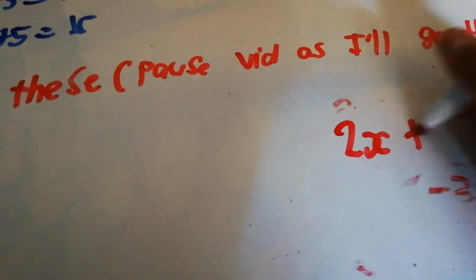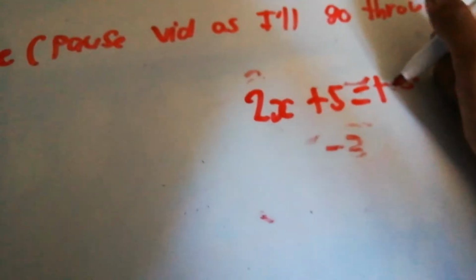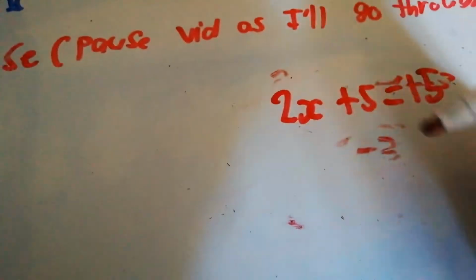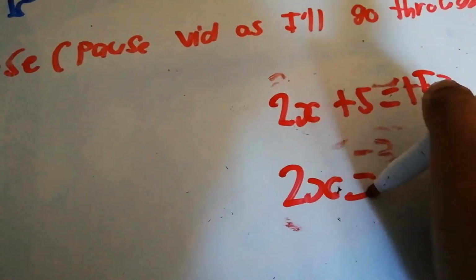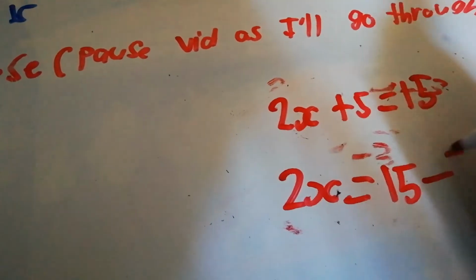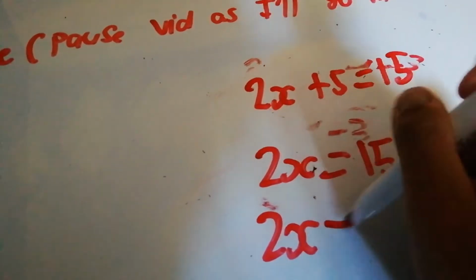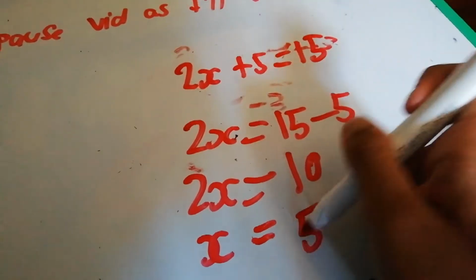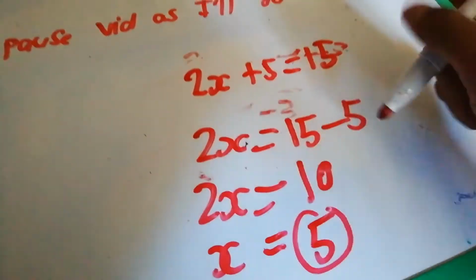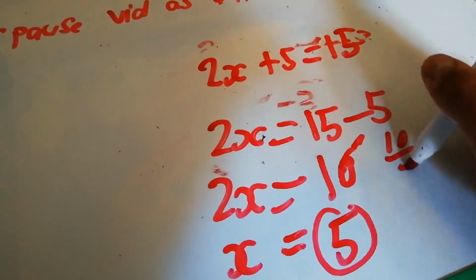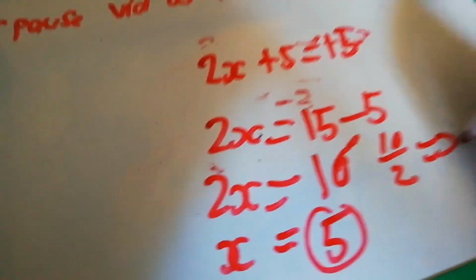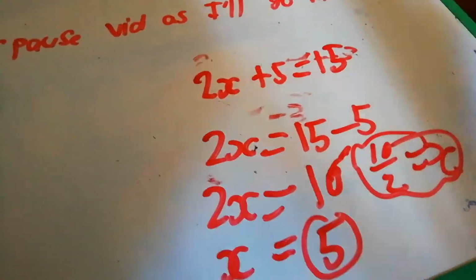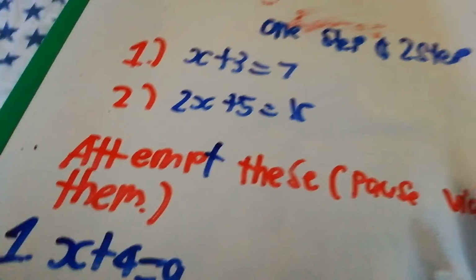So now we got 2x plus 5 equals 15. So we got 2x equals 15 minus 5. 2x equals 10, x equals 5. As we divide 10 by 2, so we have to do 10 over 2 to get x. Okay, extra steps.